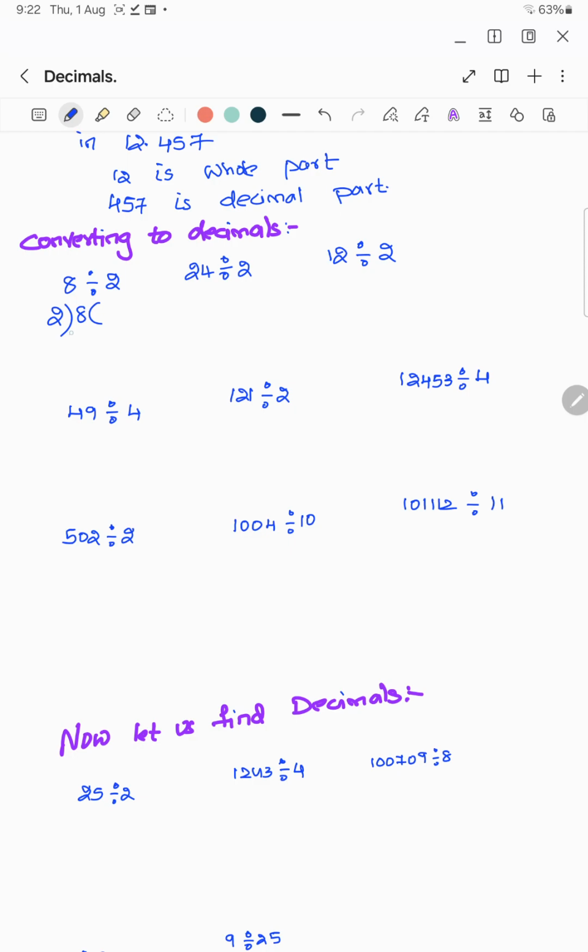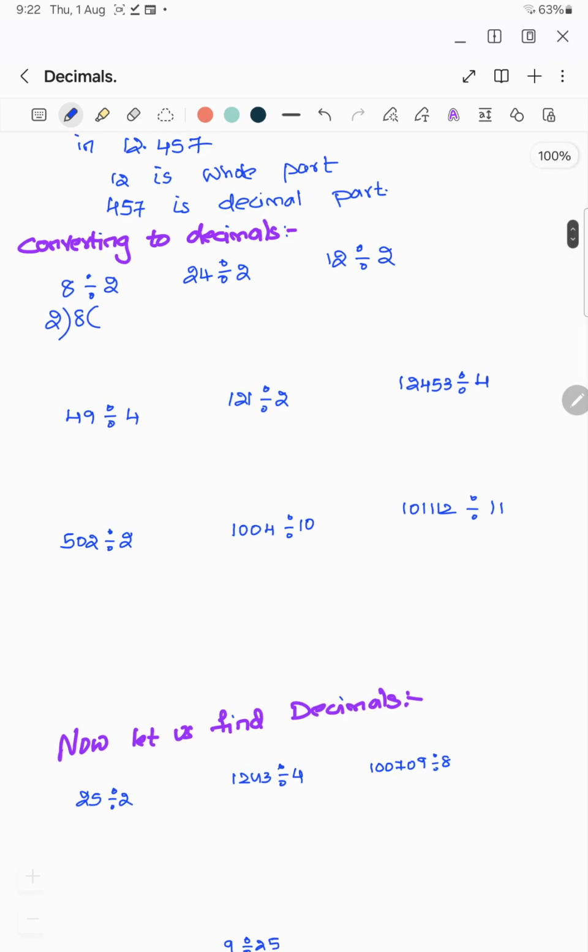So here we check for the number which is a multiple of 2 and less than or equal to 8. So 2 into 4 is equal to 8. We subtract 8 from this 8. 8 minus 8 is equal to 0. This is the quotient. This is the remainder.